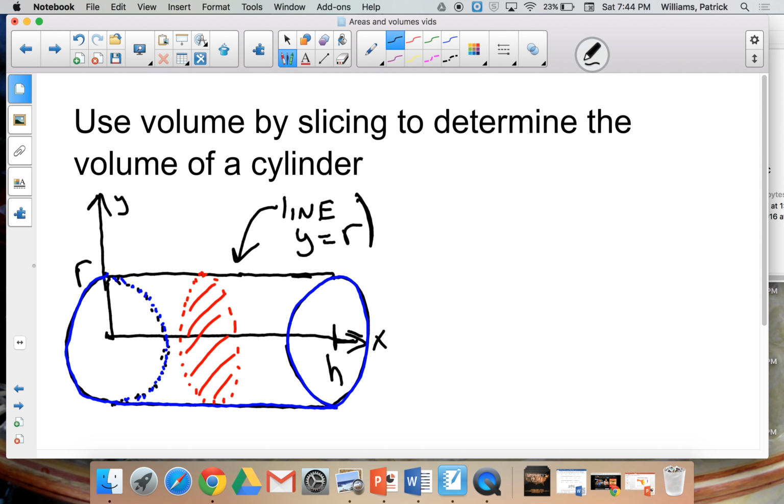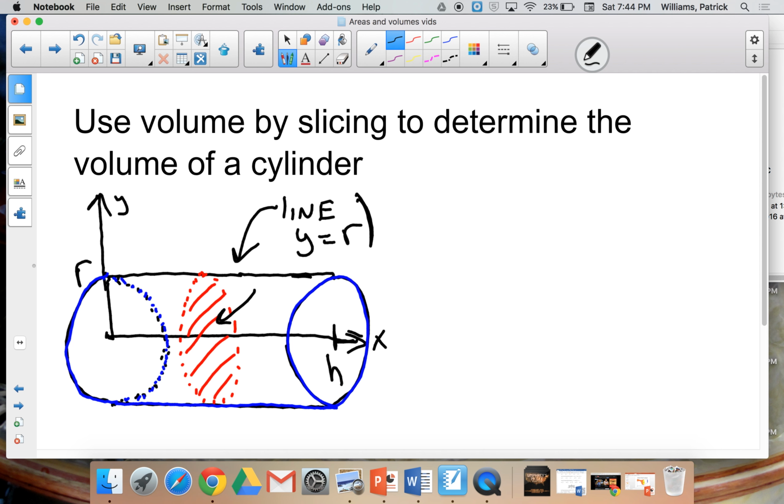So the red section is our cross section. If you want to visualize what a cross section is, in this case, imagine I have a machete in my hand and I just chop this cylinder in half perpendicular to the x-axis. If you then turned around and looked straight down the x-axis, you would see this circular shape right there. That's our cross section.